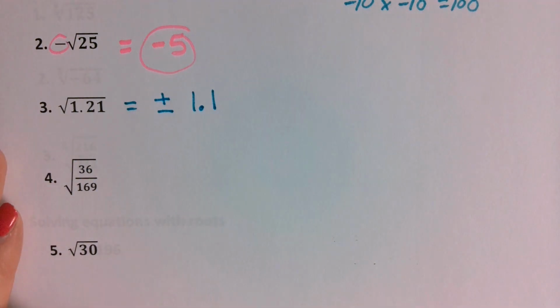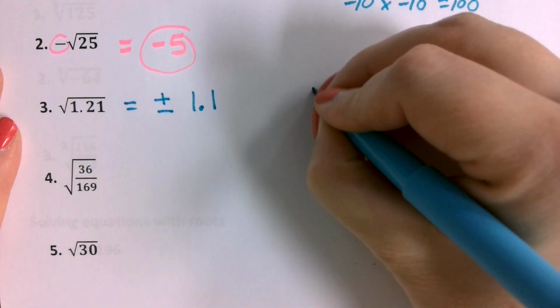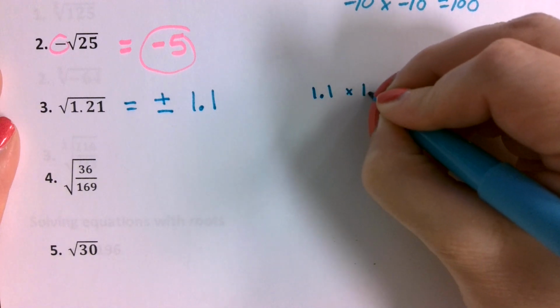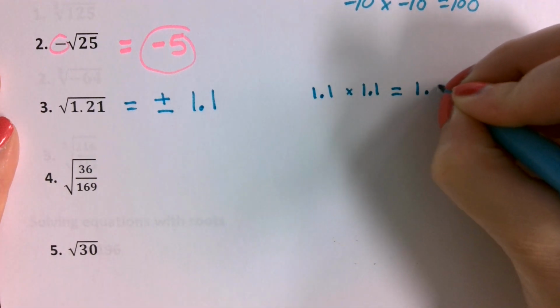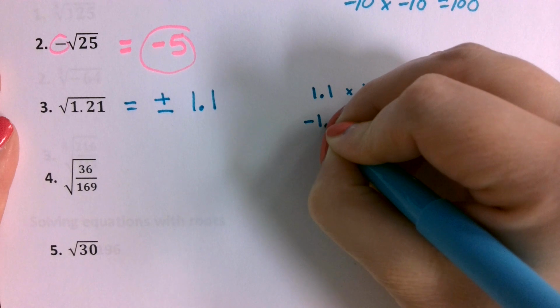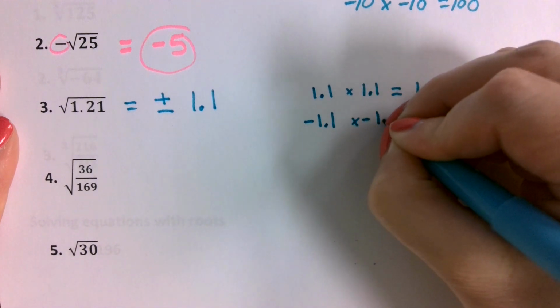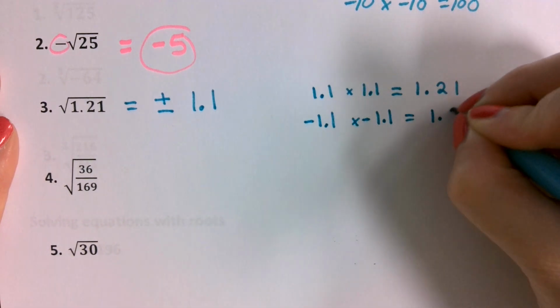It's not going to show up on your calculator as a negative. It's only going to show up as a positive. You have to know that it could be both, that it could also be a negative 1.1. Again, because 1.1 times 1.1 will equal 1.21, but also negative 1.1 times negative 1.1 is going to equal 1.21.